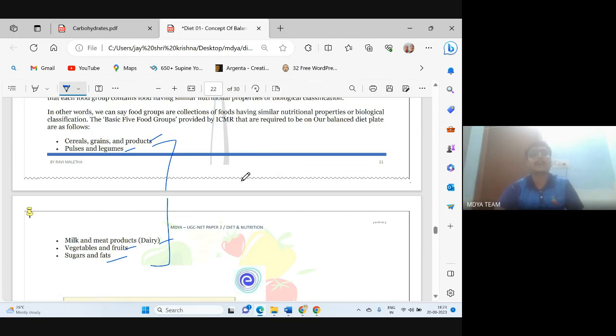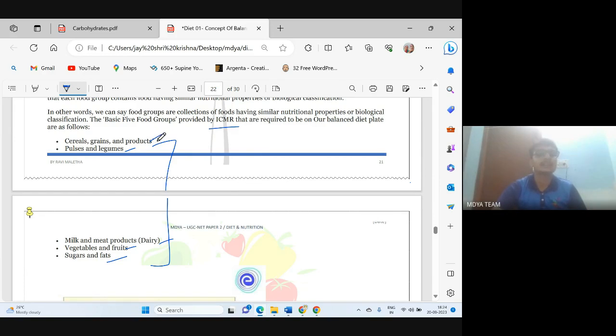So to simplify that knowledge, ICMR has classified our diet into a macro classification, which we can see with our eyes. This macro classification is known as food groups. On this, UGC also asked a question around two or three years ago, about what the five main food groups are. So you should know the concept of food groups. There are mainly five food groups.